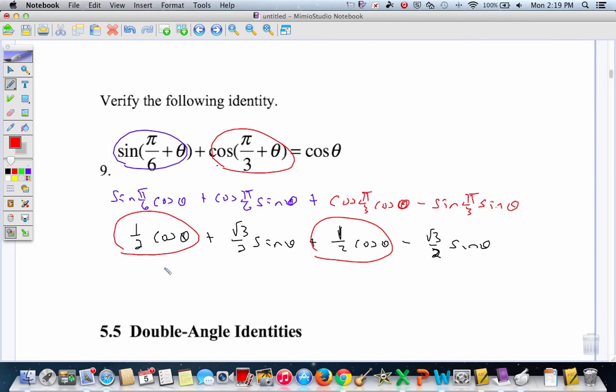So notice that I have a 1/2 cosine plus a 1/2 cosine. 1/2 plus 1/2 is 1. And then I have a square root of 3 over 2 sine and a negative square root of 3 over 2 sine. One's positive, one's negative, so those will cancel out. And 1 times cosine then equals cosine. So we have proved our identity for number 9.